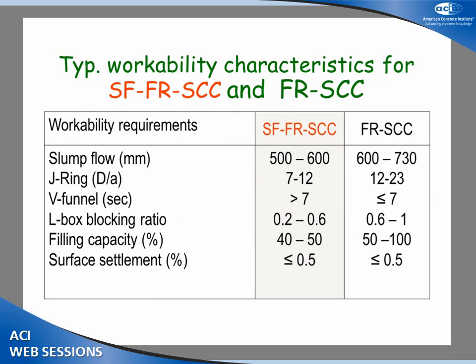If you were to look at typical workability characteristics of the fiber reinforced SCC, on the left here you have what we call the semi-flowable fiber reinforced SCC. So these are 500 to 600 millimeter diameter versus 600 to 730. In terms of the V-funnel, more than 7 seconds, less than 7 seconds. You have the J-ring values, the filling capacity values, and the surface settlement values.